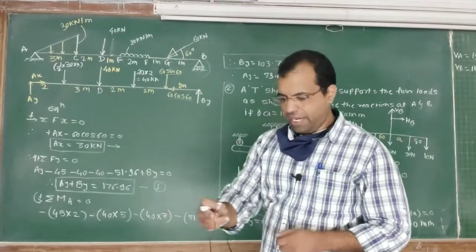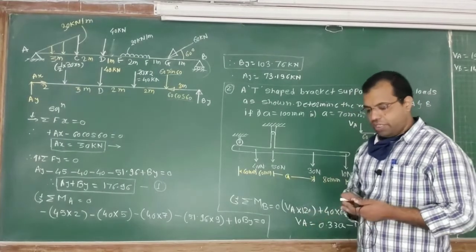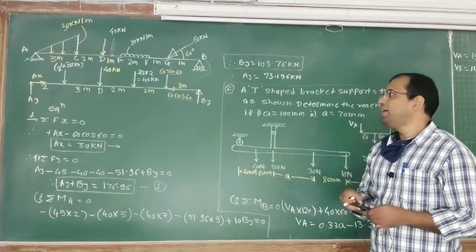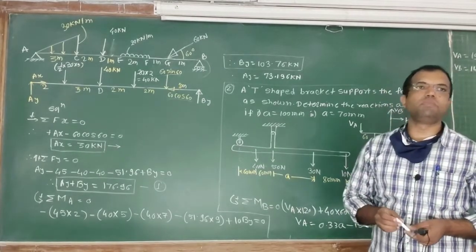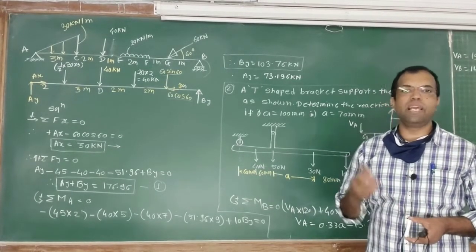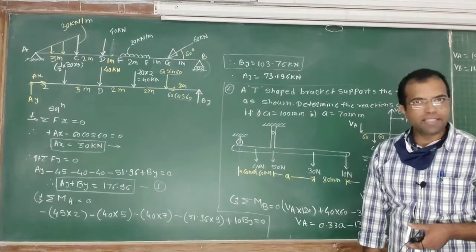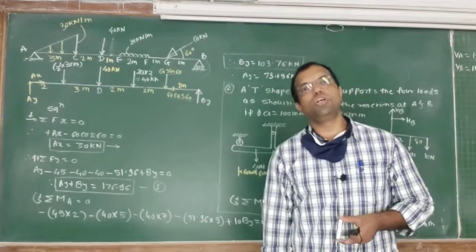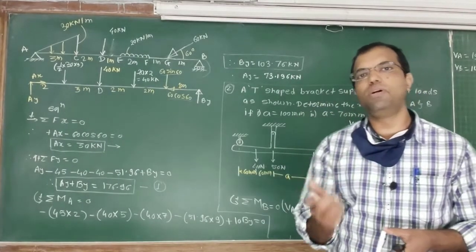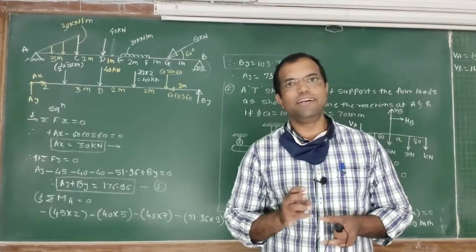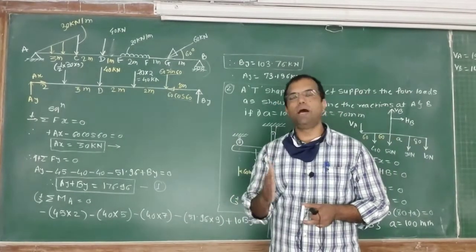Once the free body diagram is over, the next step is to apply the conditions of equilibrium. So what are the conditions of equilibrium? There are three conditions of equilibrium: summation of all the forces in x direction equal to 0, summation of all forces in y direction equal to 0, and summation of moment of all the forces about any point equal to 0. So these three are the conditions of equilibrium. So apply the conditions one by one.